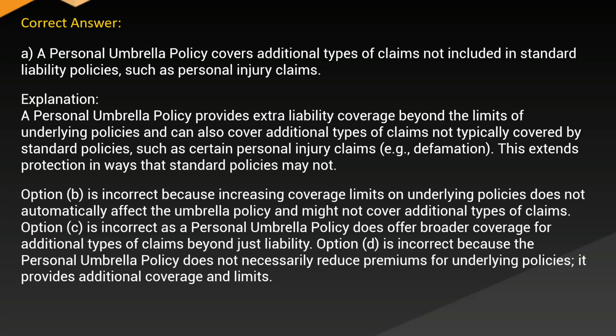personal injury claims. Explanation: a personal umbrella policy provides extra liability coverage beyond the limits of underlying policies and can also cover additional types of claims not typically covered by standard policies, such as certain personal injury claims, e.g., defamation. This extends protection in ways that standard policies may not. Option B is incorrect because increasing coverage limits on underlying policies does not automatically affect the umbrella policy and might not cover additional types of claims.